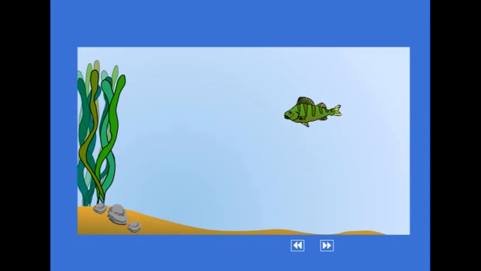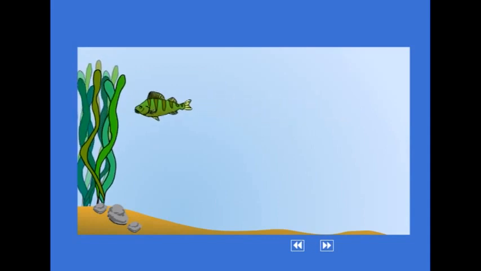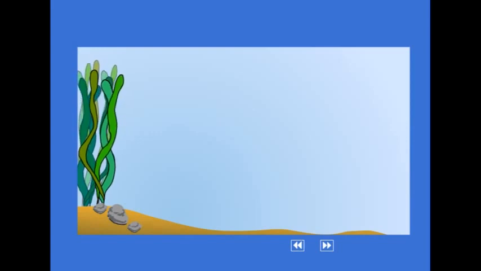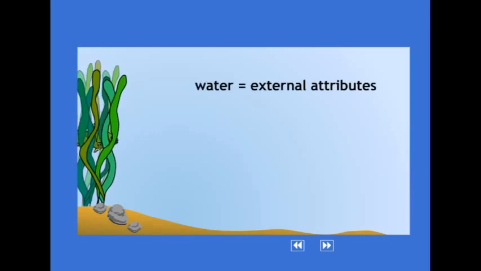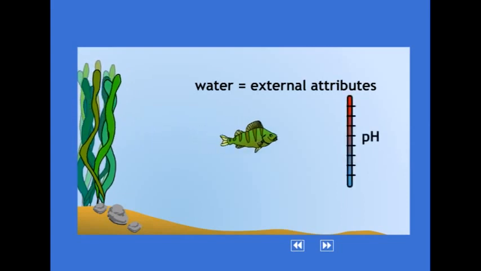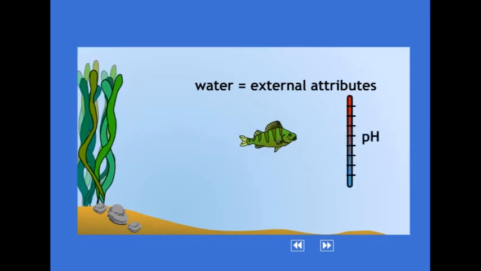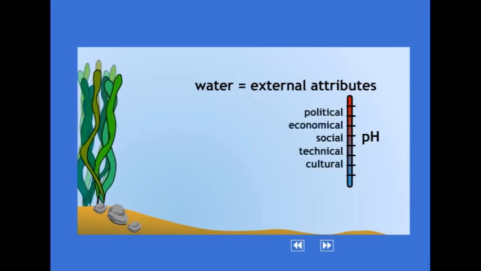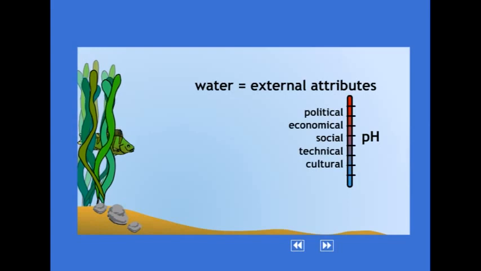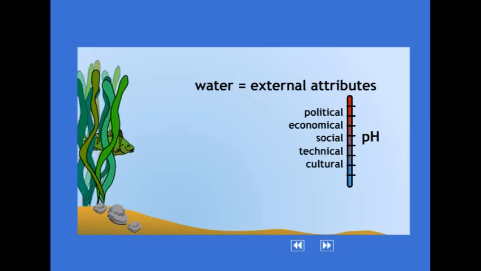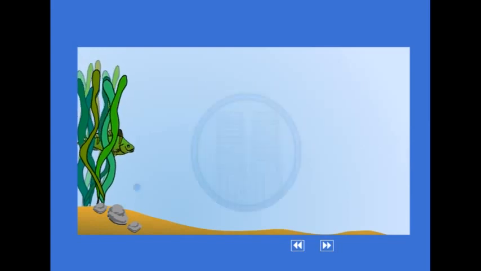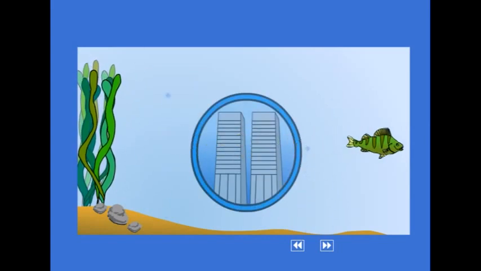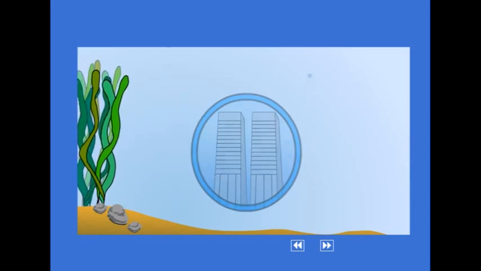I would like you to reflect for a moment upon your ecosystem while looking at the strategic management fish tank. The water in this fish tank is impacted by external attributes, much like the pH level in your children's home fish tank. You will note the political, economic, social, technical, and cultural attributes and others change the pH level in the fish tank. Certainly with 9/11, the political and economic attributes shifted dramatically and changed how folks had to do business.